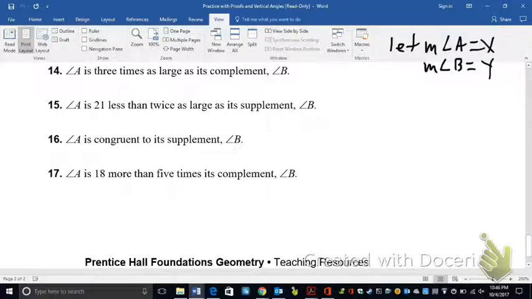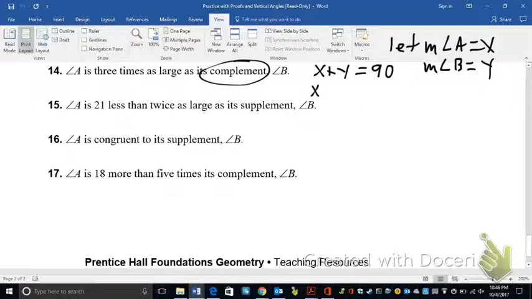So, being that most of you guys are more comfortable with algebra than geometry, so you're more comfortable with x's and y's than the measure of angle A and the measure of angle B, I suggested that you guys just sit there and change those out. Say, let the measure of angle A equal x, and the measure of angle B equal y. So, in number 14, we see that they are complements of each other. That means they're complementary. That means that x plus y equals 90.